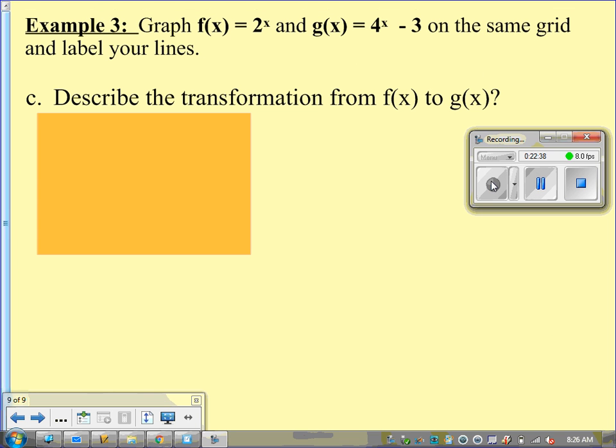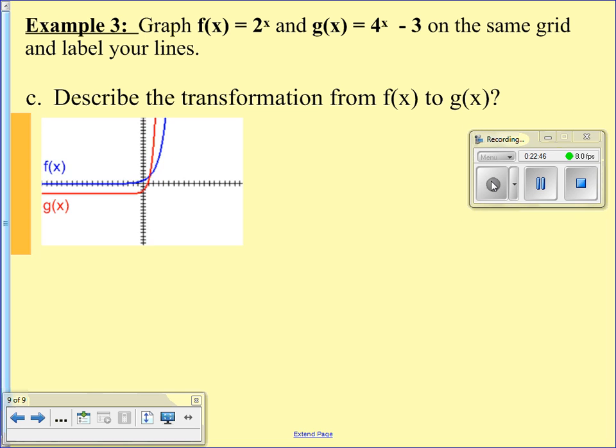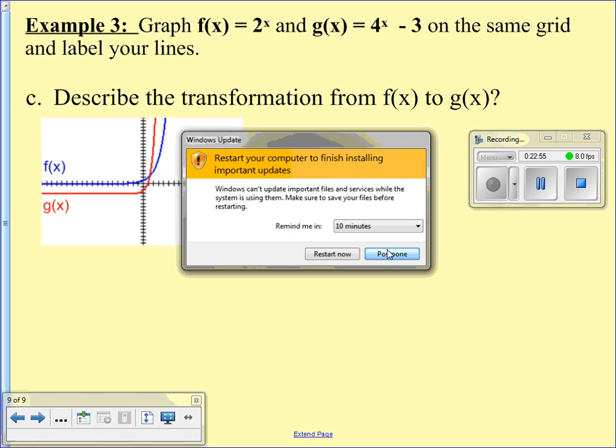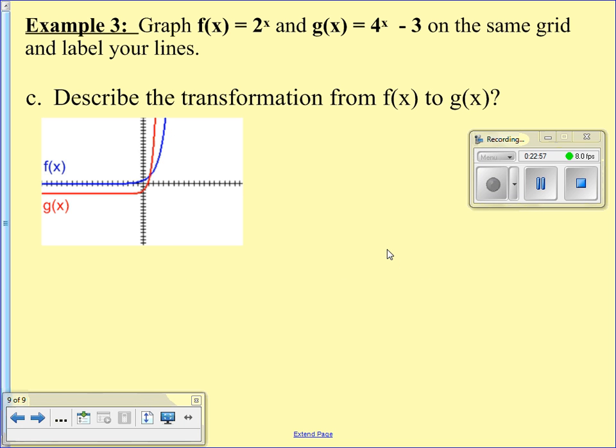So our final example, it's still the same two functions, f of x equals 2 to the x and g of x equals 4 to the x minus 3. We have them graphed on the same grid. Now we just need to describe the transformation. I've already been talking about it, what the difference is between f of x and g of x. g of x is 3 units lower than f of x, so how we would describe this transformation is g of x is 3 units lower than f of x.